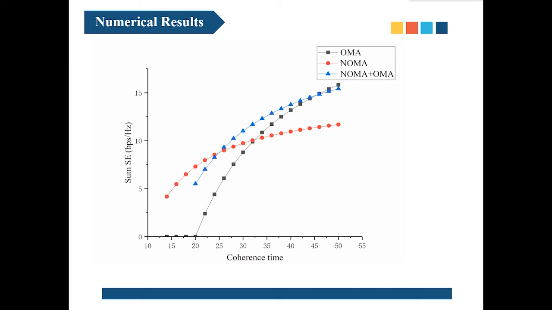However, OMA requires a large number of orthogonal pilots, which means the length of the pilot sequence is large. It takes a long time to send the pilots, resulting in a short time that can be used for uplink and downlink data transmission, which will seriously affect SE when the coherence time is short.